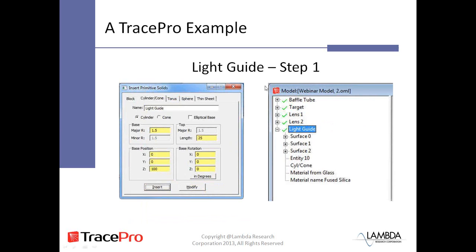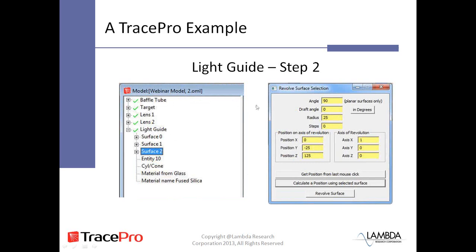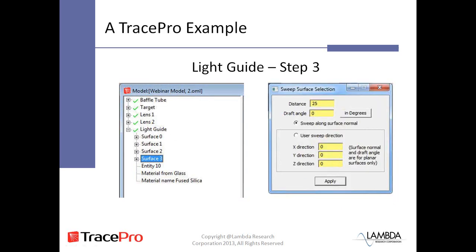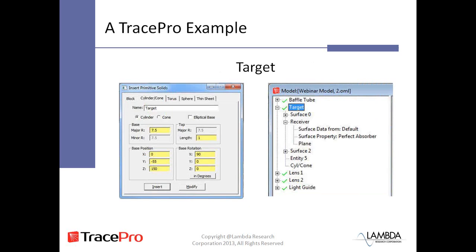And then the step-by-step method for making the light guide, the initial portion of the light guide, again, fused silica. The 90-degree rotation to make the bend in the light guide. And then the sweep function to extend the end another 25 millimeters. Here's our target, 7.5 millimeter radius, 1 millimeter thick, position and rotation, as well as here on the receiver surface we have the perfect absorber property applied.